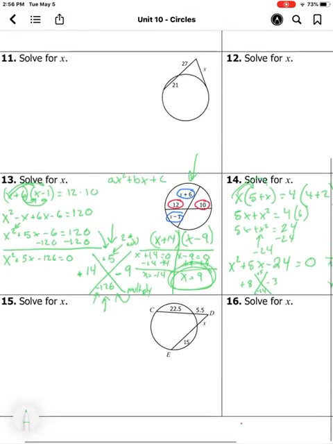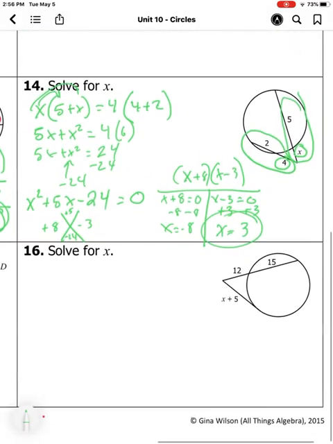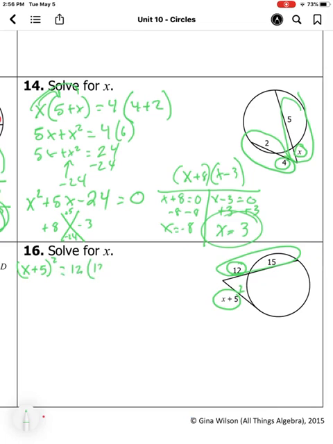Let's continue to look. We've already done one like that, so let's look at number 16. Number 16, we have a tangent line intersecting a secant outside the circle. And for this, remember, we take the tangent length and we square it, and we set it equal to the outside length times the whole length. So we're going to have x plus 5 squared equals 12 times 12 plus 15. So it's going to be x plus 5 times x plus 5 equals 12 times 27.